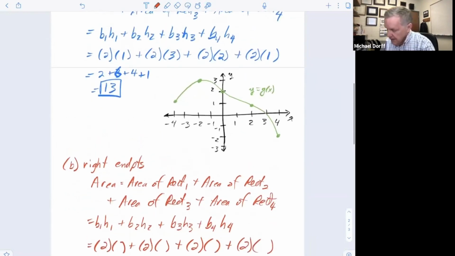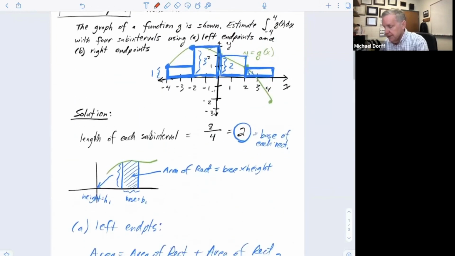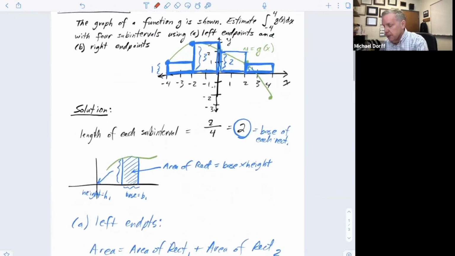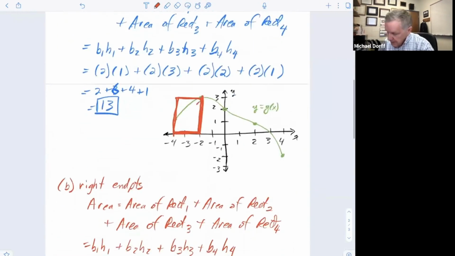Now this time, since I'm using right endpoints, I'm going to draw my rectangle. So I'll do the base. Here's the base of 1. But now, instead of starting on the left side at -4, I'm going to start at the right side at -2 and go up until I hit the curve. So I have that. So now my rectangle looks like this. Notice how that's different than the blue rectangle we did in the first one. The first one had a height of 1. Here, my height now is 3.